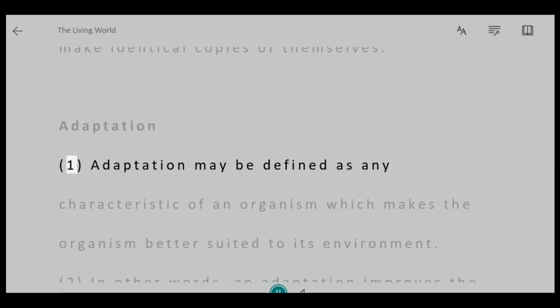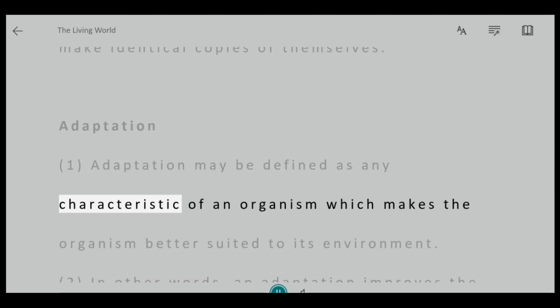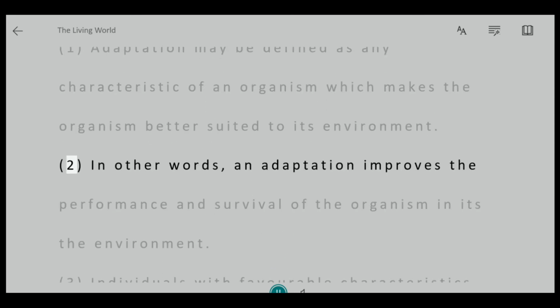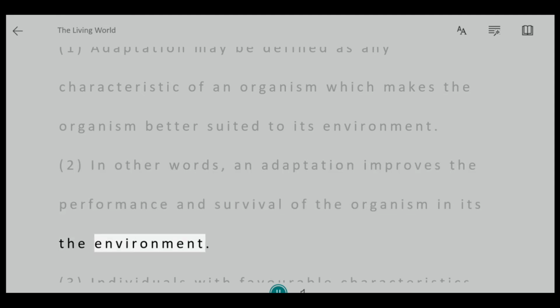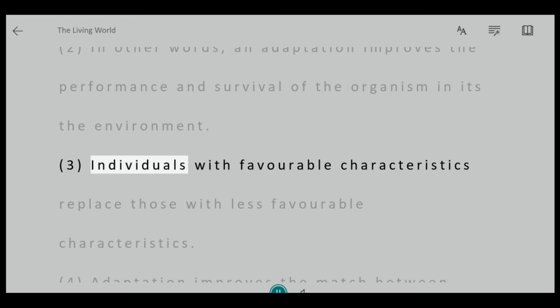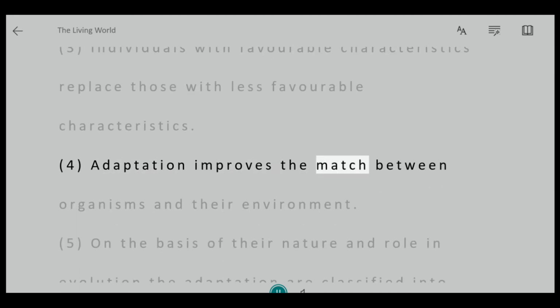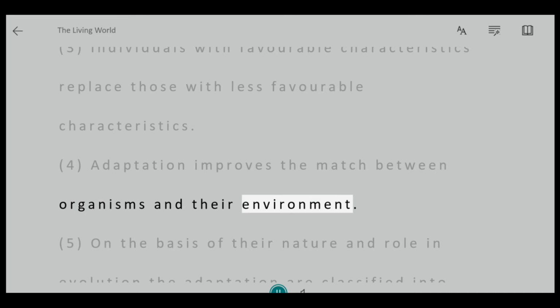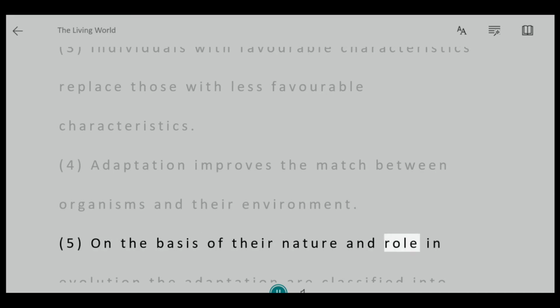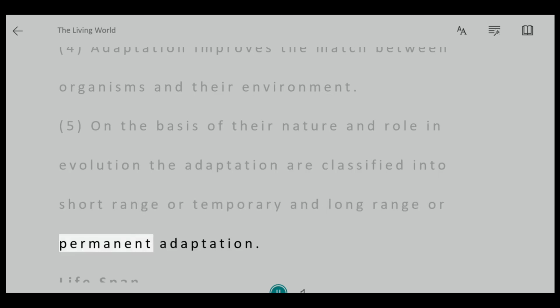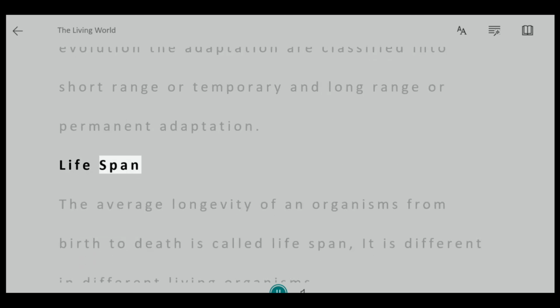Adaptation. 1. Adaptation may be defined as any characteristic of an organism which makes the organism better suited to its environment. 2. In other words, an adaptation improves the performance and survival of the organism in the environment. 3. Individuals with favorable characteristics replace those with less favorable characteristics. 4. Adaptation improves the match between organisms and their environment. 5. On the basis of their nature and role in evolution, the adaptations are classified into short-range or temporary and long-range or permanent adaptation.